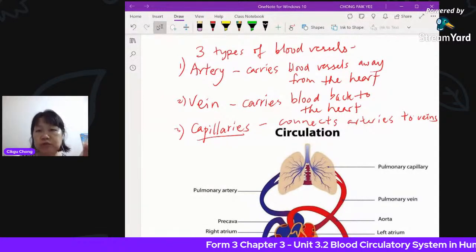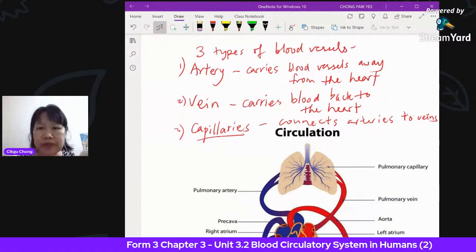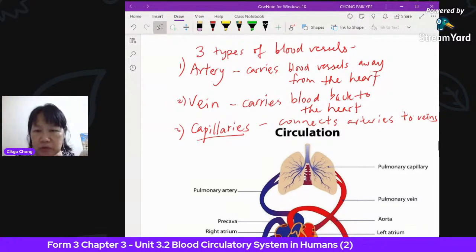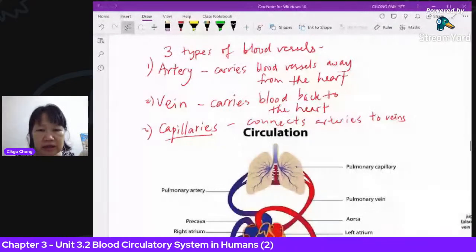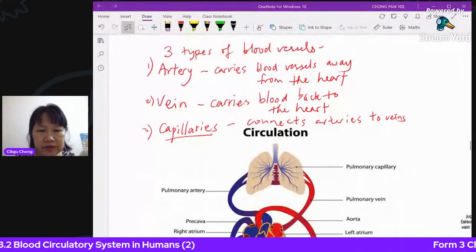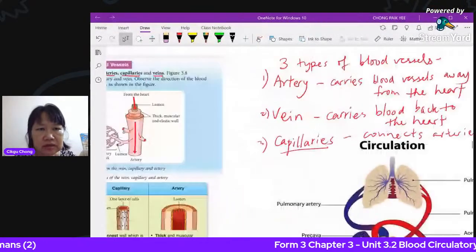We will see the details now. Okay, let's look at the details. Let me open this a little bit bigger. Okay, now let's look at the details. Let's look at the textbook. Okay, so this is how it works.